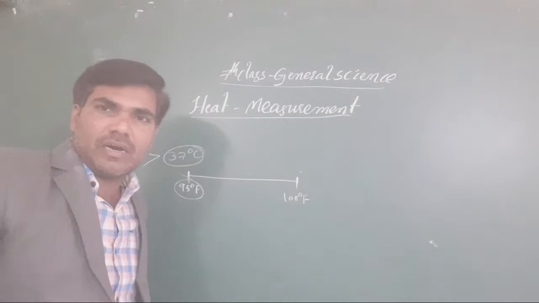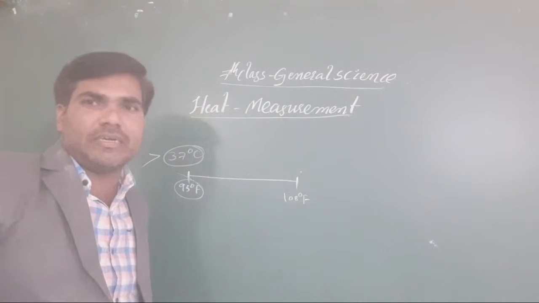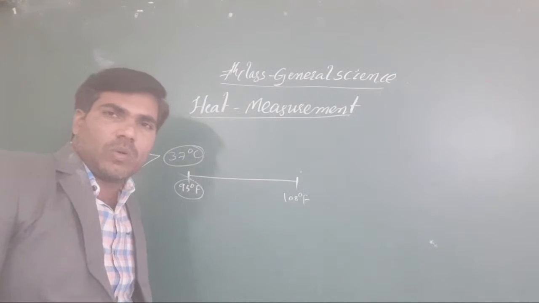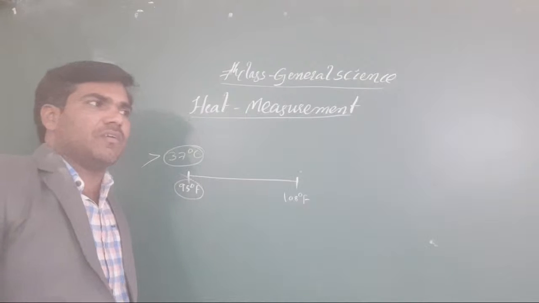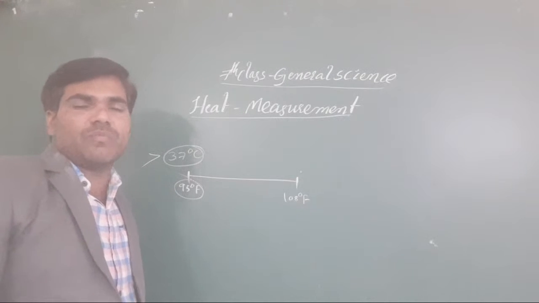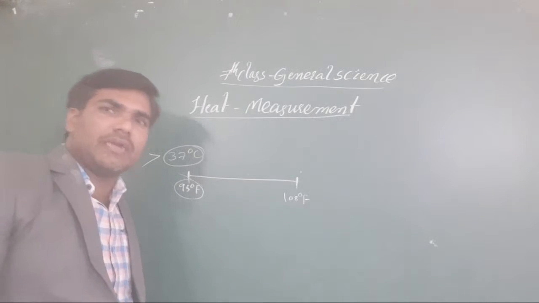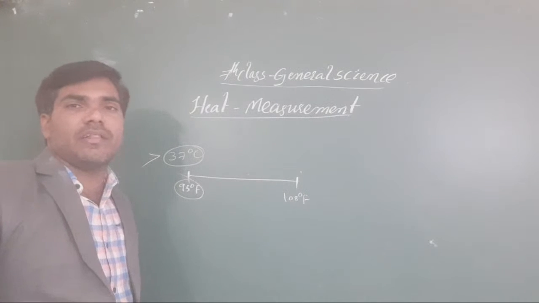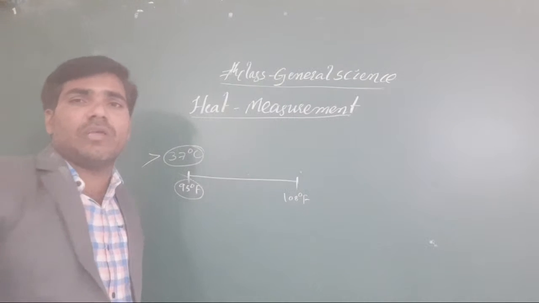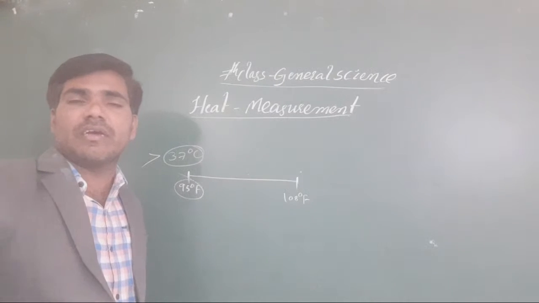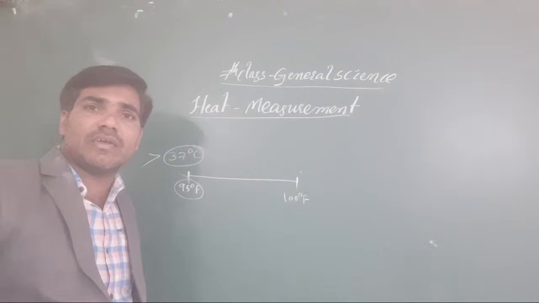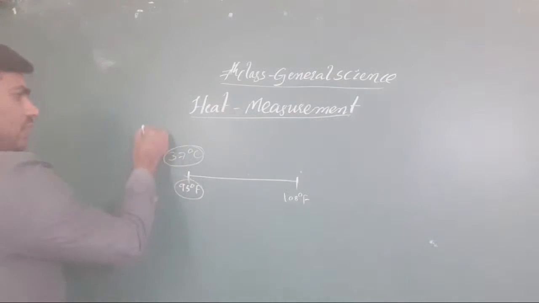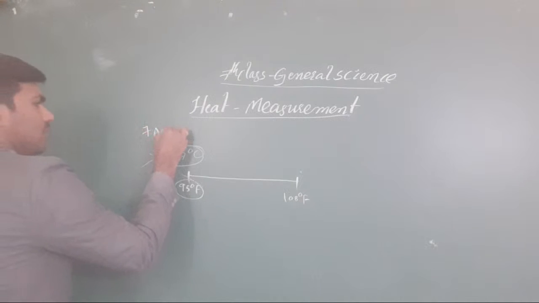For measuring hot water, you compulsorily take our laboratory thermometer only, which measures all the values from 0 to 100 degrees centigrade. That is not possible with our clinical thermometer. That's why we do not use our clinical thermometer for measuring hot water temperature. That is the 7th answer we have to write here.